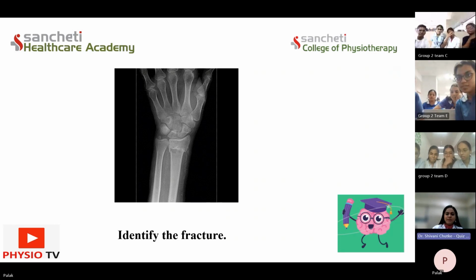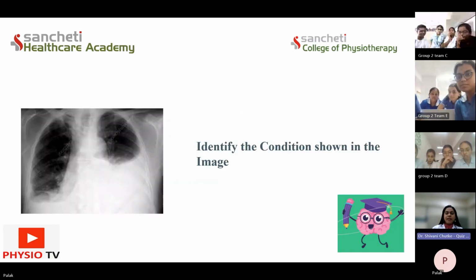Coming to team E. Are you all ready, team E? Yes, ma'am. Identify the condition in the image shown. Pleural. Can you repeat your answer? Pleural effusion. Absolutely right. That has fetched you 10 points. So with this, we have done with the round. We'll be calculating your score. Just give us 10 seconds.